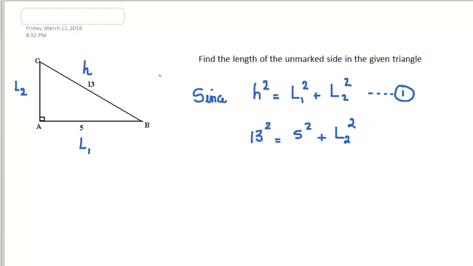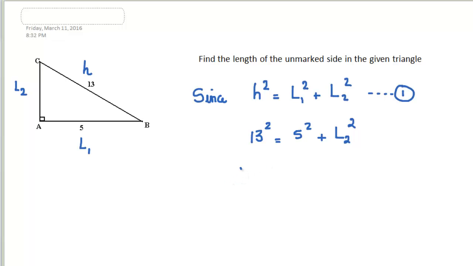Again, we said the area of the square on the hypotenuse, which means 13 by 13, equals the sum of the areas on leg 1 and leg 2. So the square on leg 1 is 5 by 5. On leg 2, we don't know it, that's why we leave it as it is. So what do I need to do now? I need to isolate leg 2 to find its value. So let's find the 13 square, the 5 square, and so on.